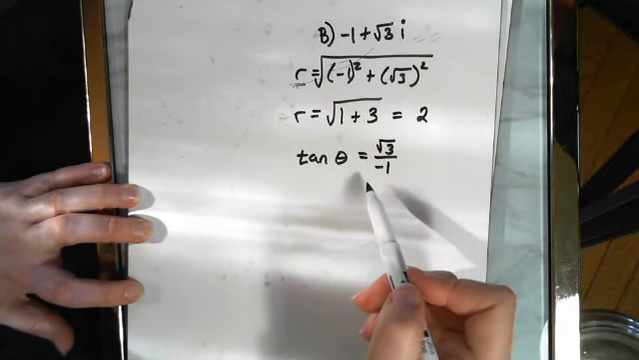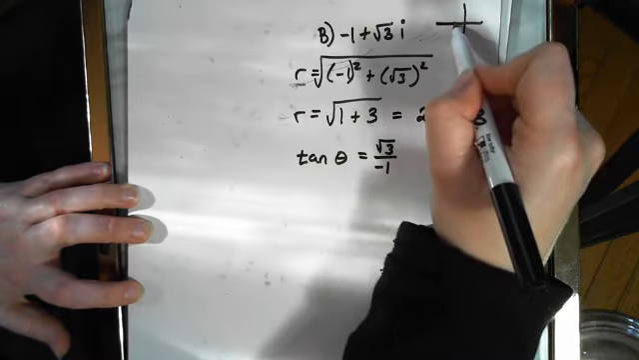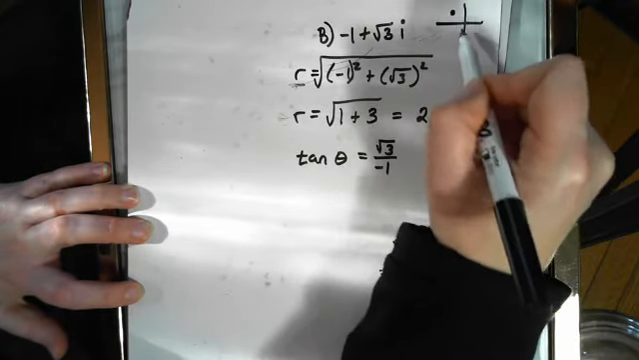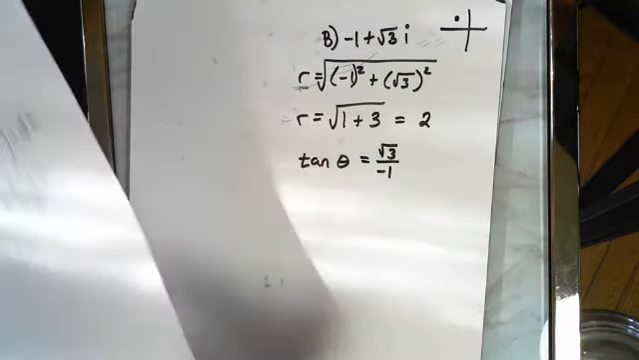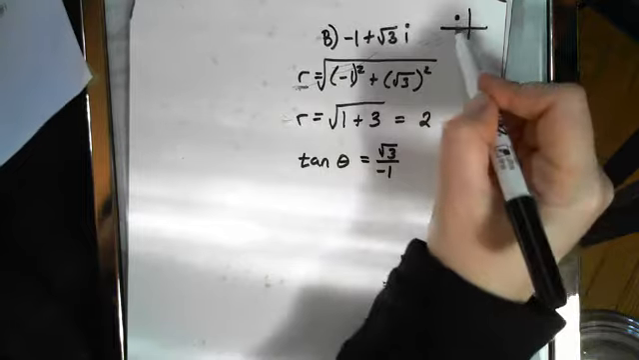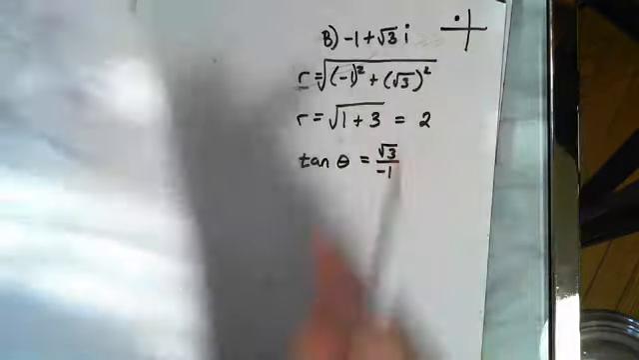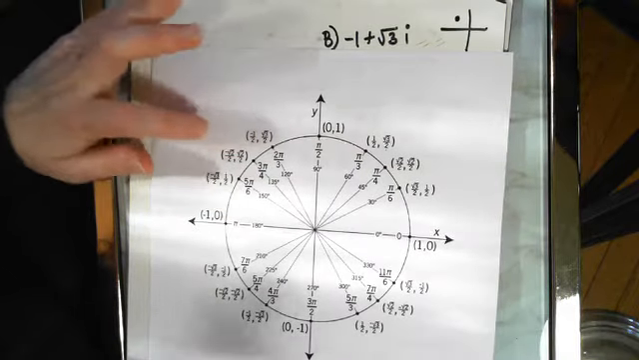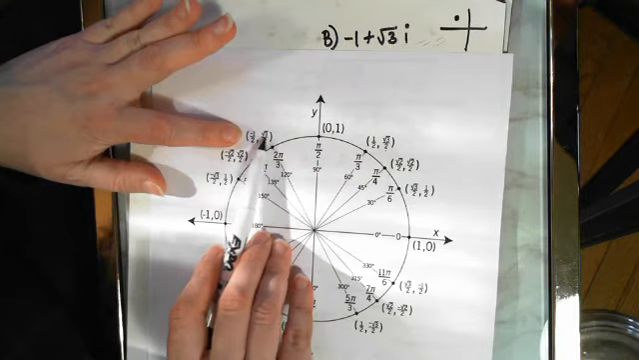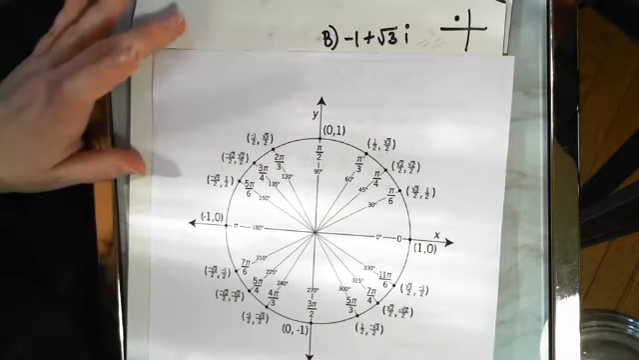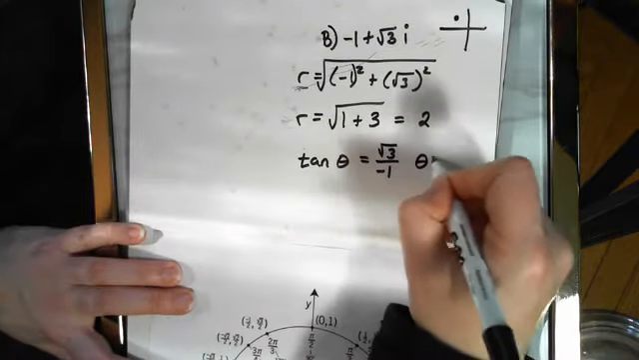Now I should check what quadrant I'm in so I know which quadrant to look at. x was negative, y was positive. I'm in quadrant 2. Okay, in quadrant 2, notice the square root of 3, which is my y value, is a little more than 1. So I'm going to check this 2 pi over 3 first. So if I do my tangent, I would get square root of 3 divided by -1, which is exactly what I needed. So I'm going to use 2 pi over 3.